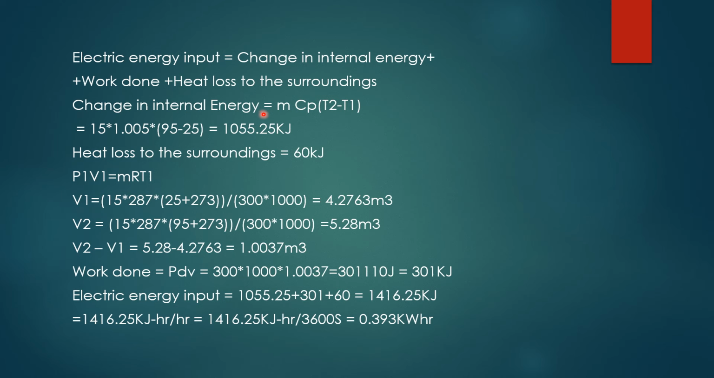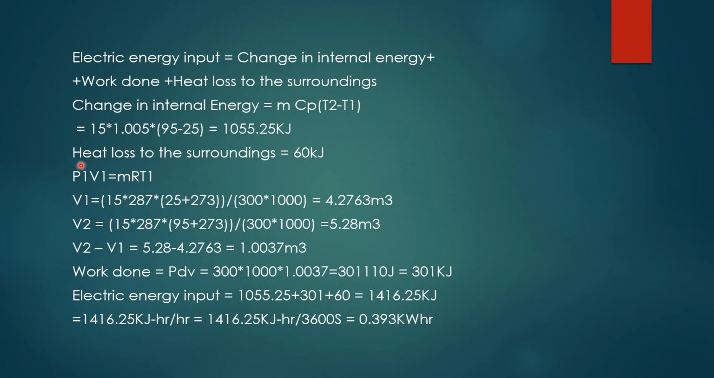So the change in internal energy is m cp delta T. When you take 15, the cp of the air and delta T, we get 1055 kilojoule. The next is the heat loss to the surroundings, which is directly mentioned. The volume is not directly mentioned, so we have to find the volume.